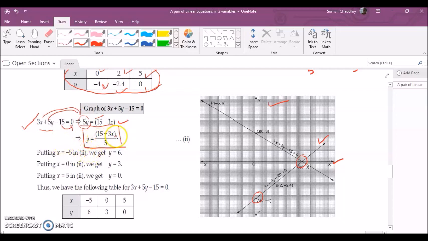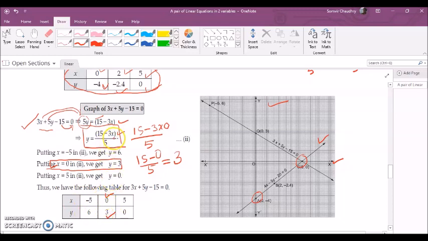So if you put some values near the origin, some values around the origin, in x here, we will get the value of y. Okay? For example, if you put x is equal to 0 here, you will get 15 minus 3 into 0 upon 5, means 15 minus 0 upon 5, which gives you 3. So you get y is equal to 3. In the table, you can see if you put x is equal to 0, y is equal to 3.